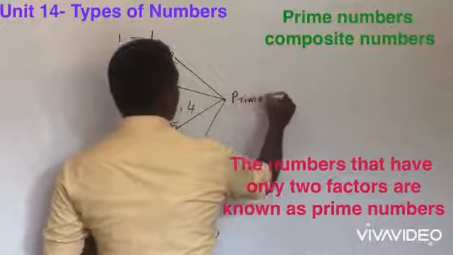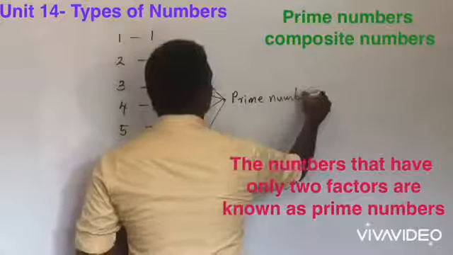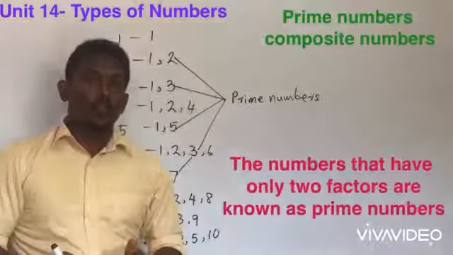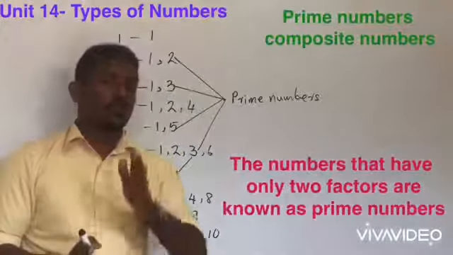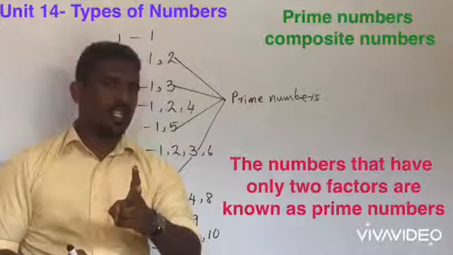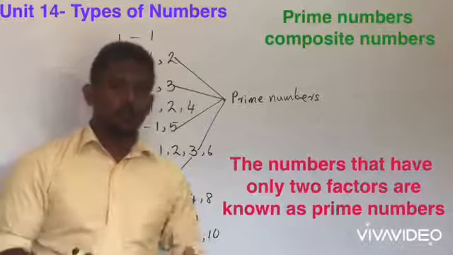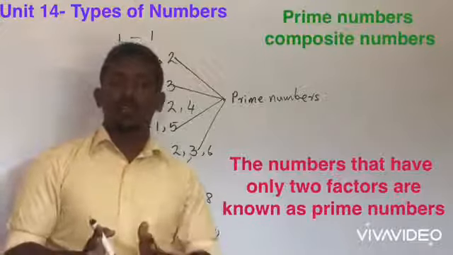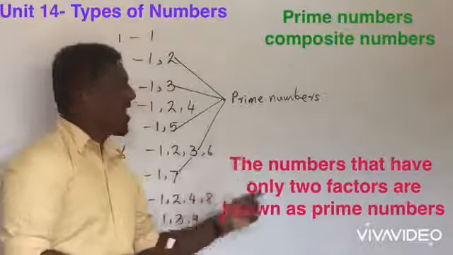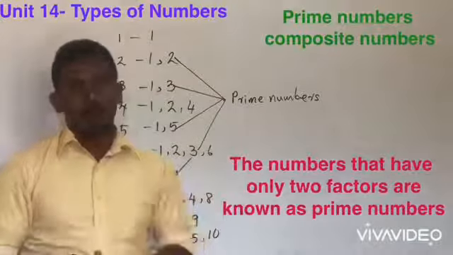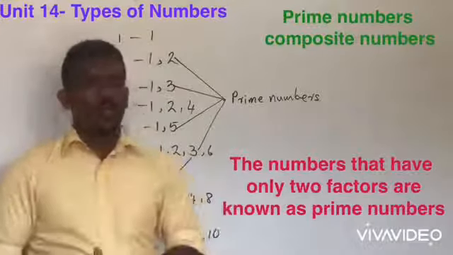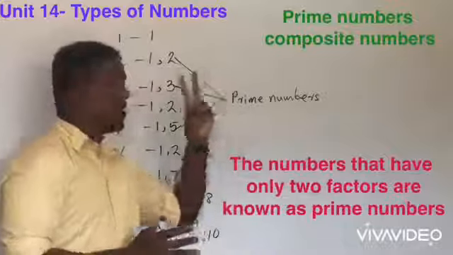What are prime numbers? The numbers with 2 different factors are known as prime numbers, and these prime numbers are divisible by only one and the same number. They are divisible by only one and itself, right? They have only 2 factors.